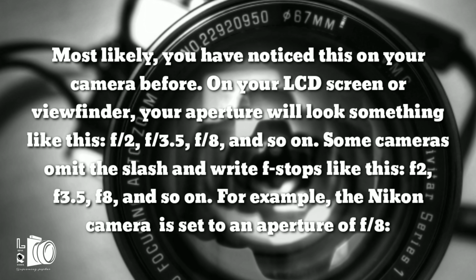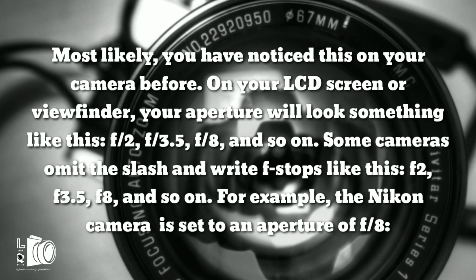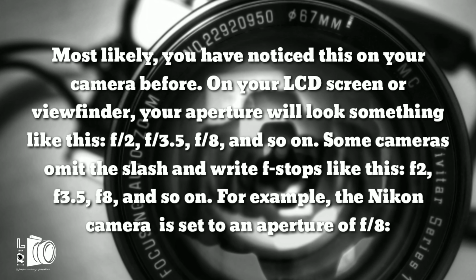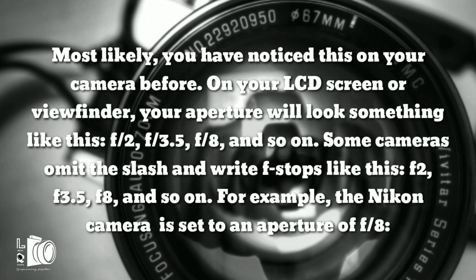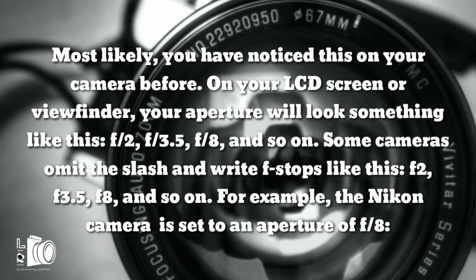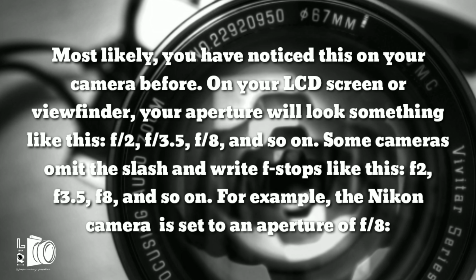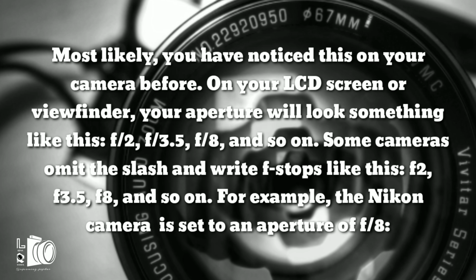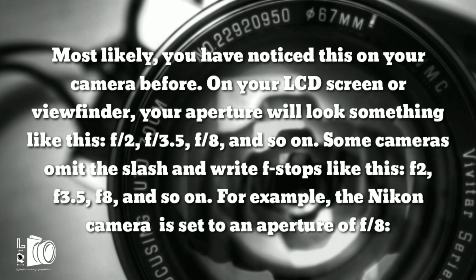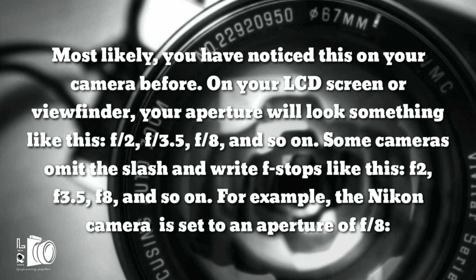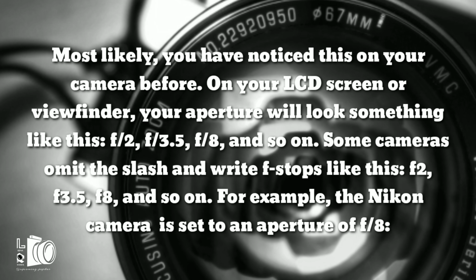On your LCD screen or viewfinder, your aperture will look something like this: f/2, f/3.5, f/8, and so on. Some cameras omit the slash and write f-stops like this: f2, f3.5, f8, and so on. For example, the Nikon camera is set to an aperture of f/8.